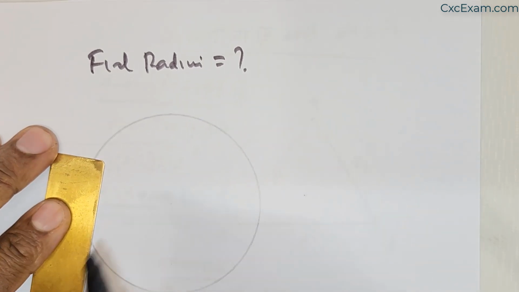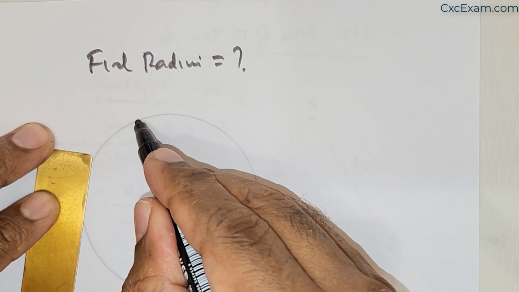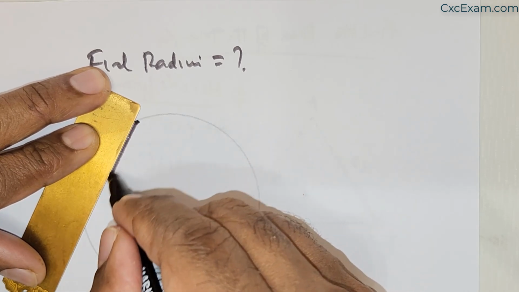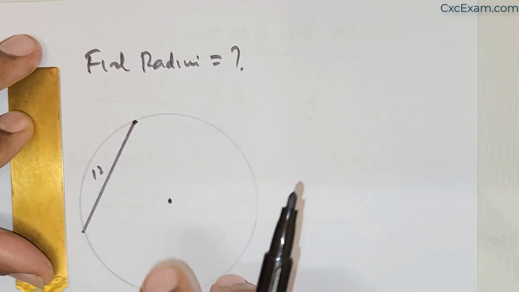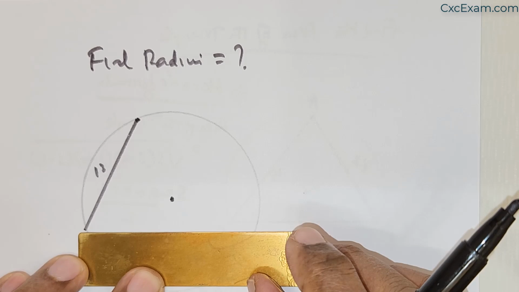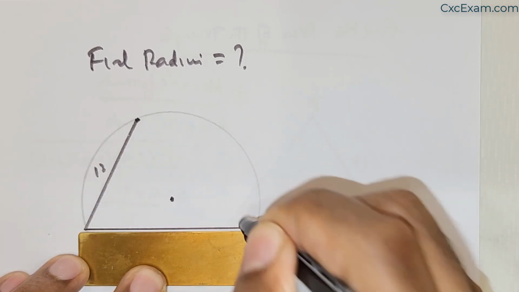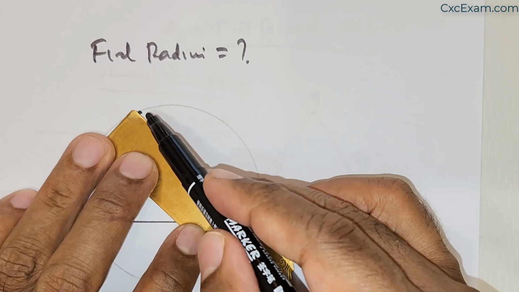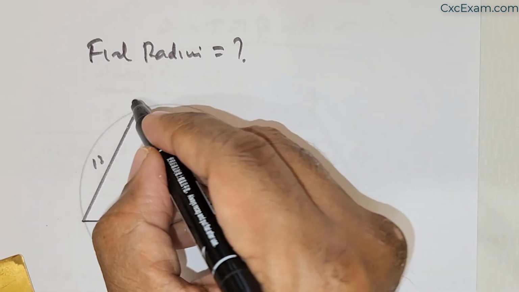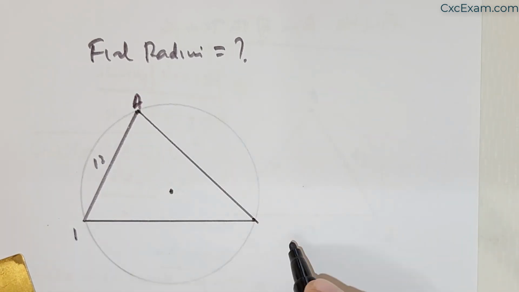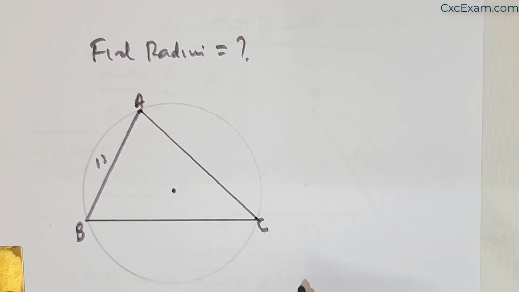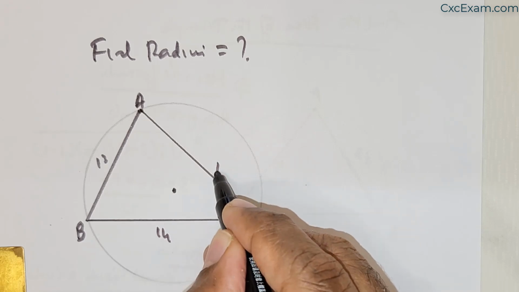So if this is the center, let me take this point as 13 and this point as 14 and 15. Okay, so this is A, B and C, and this is 14 and this is 15.